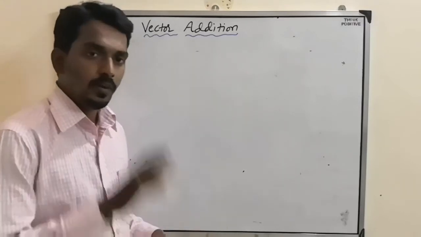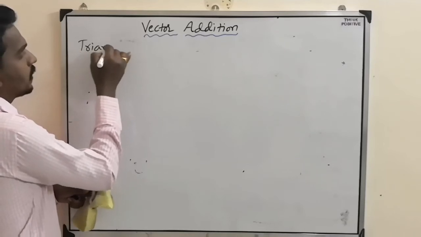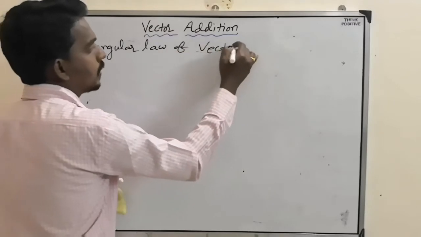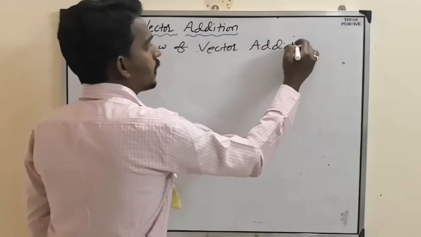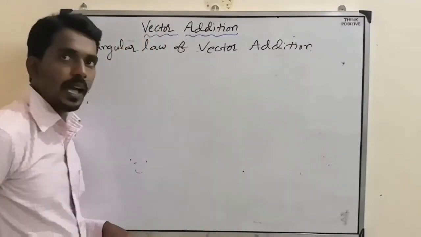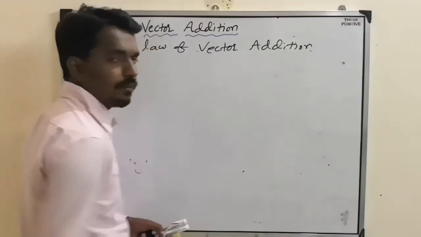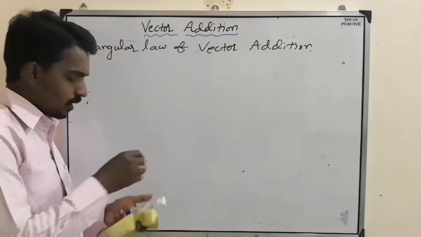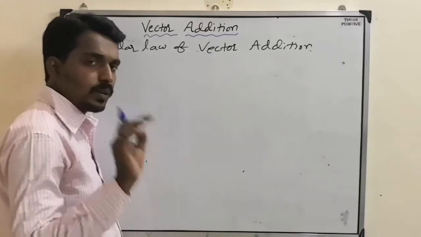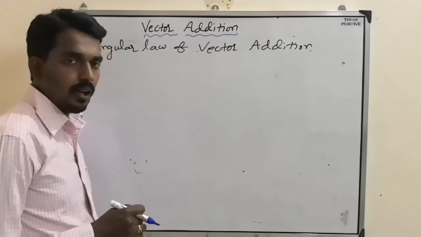How to find that? For that we have one law, that is the triangular law of vector addition. What is the law? So what is the triangular law of vector addition? Before understanding that, you take any two vectors.